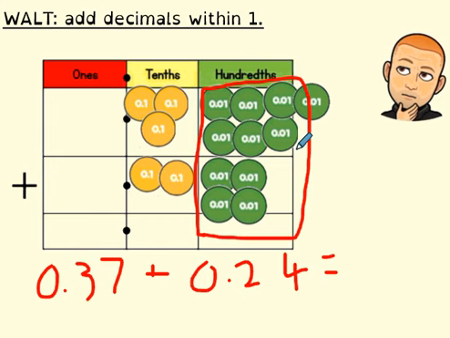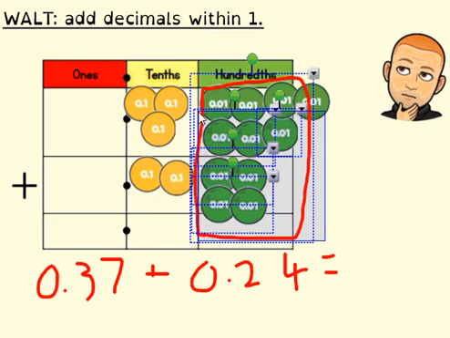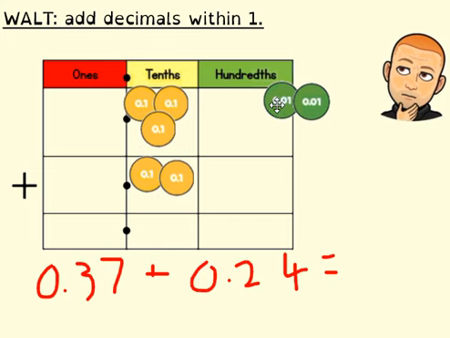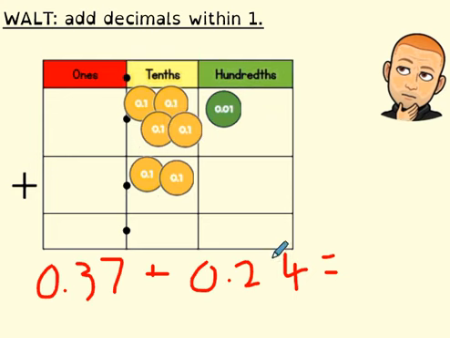So I'm exchanging 10 hundredths for 1/10. So how many hundredths did I have in total? I had 1 remaining. I exchanged my 10 hundredths for 1/10, which is what I've done here with my extra counter.